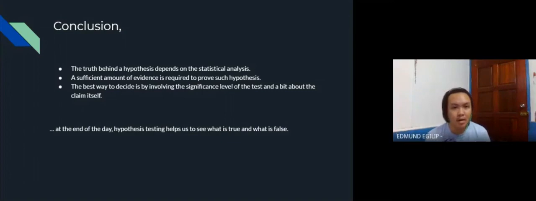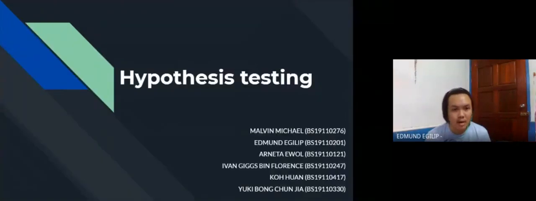To conclude the whole hypothesis testing mini project, the truth behind a hypothesis depends on the statistical analysis. Aside from that, we need a sufficient amount of evidence in order to prove such a hypothesis. The best way to decide whether a hypothesis is true or false is by involving the significance level of the test and a bit about the claim itself. And lastly, at the end of the day, hypothesis testing helps us to see what is true and what is false.